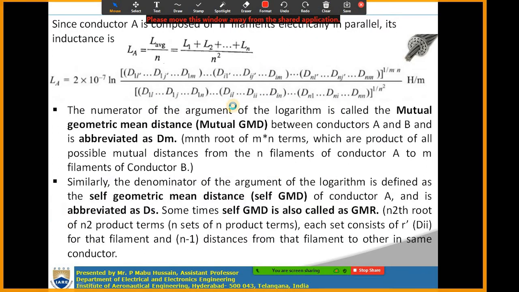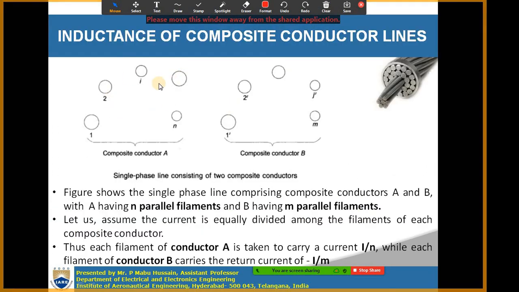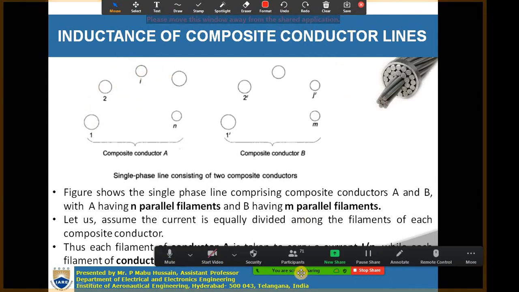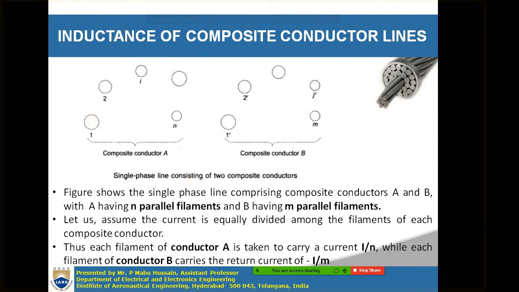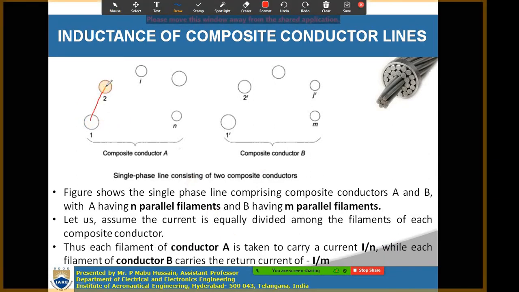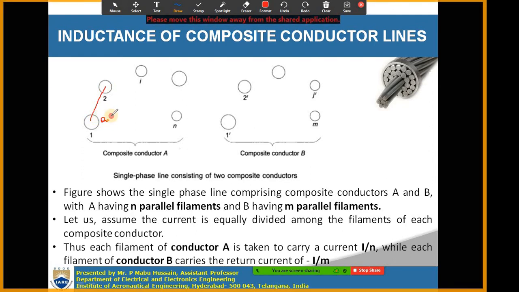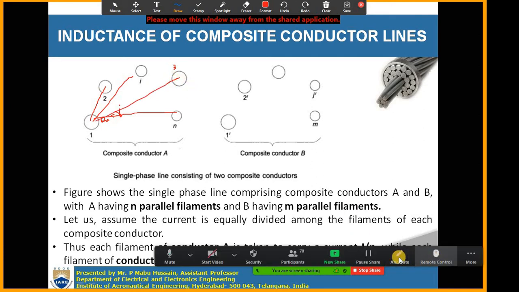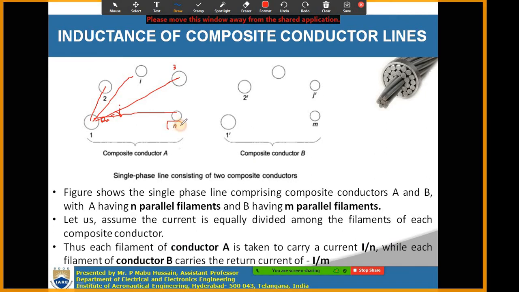So, that means you have to consider only one conductor A, then you have to take the self distances of that particular conductor, which is 1 2. So, self distance d11 also you have to consider, which is nothing but r dash, then d12, d1n, d1i. If it is the third conductor, d13, like that you have to take the product whole to the power of n number of conductors.